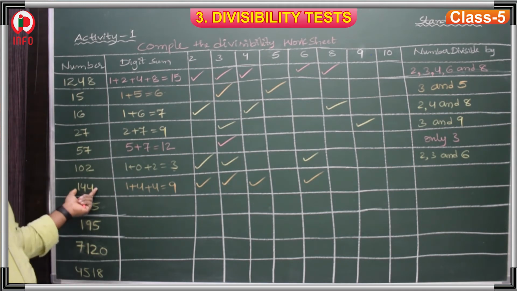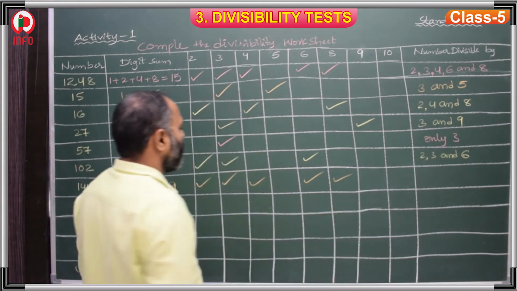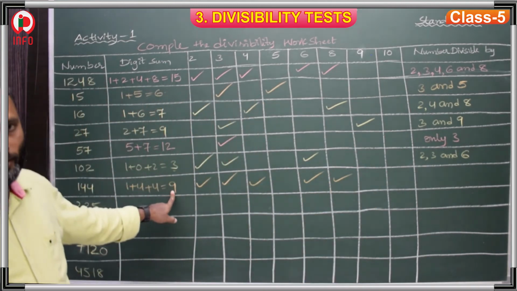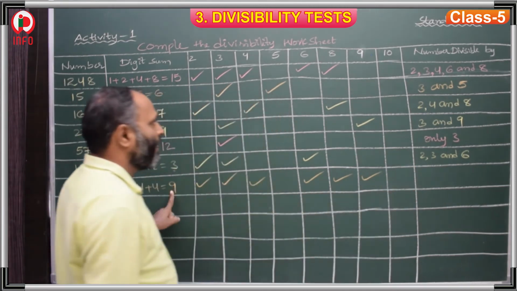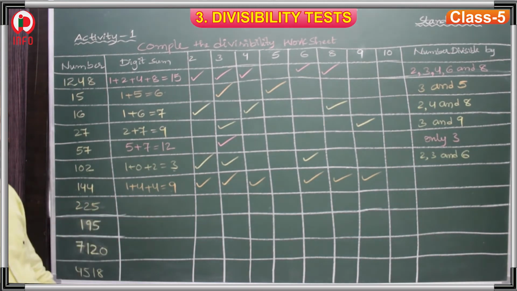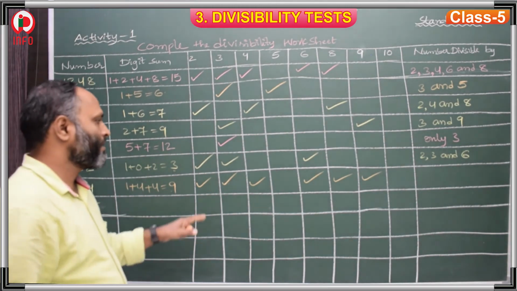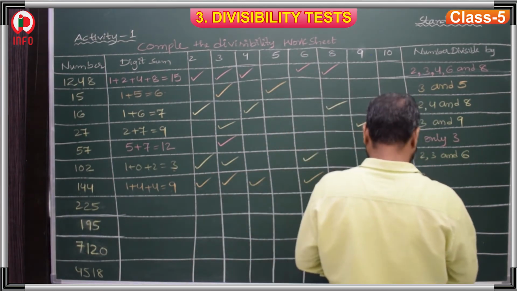For 8, we have to check the last 3 digits. The last 3 digits are divided by 8 once you check, so this is also divided by 8. For 9, the sum of the digits is 9, so it is divided by 9. Then 10, there is no 0 at the end, so it won't divide by 10.